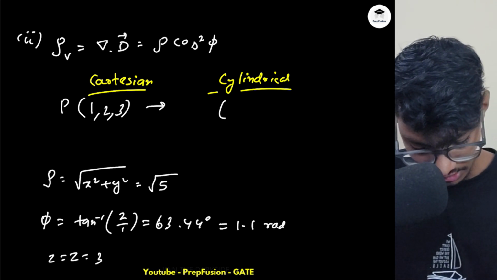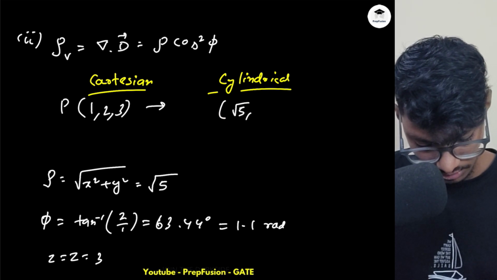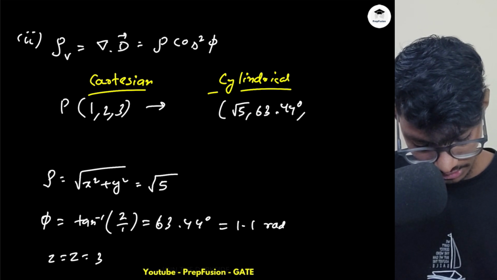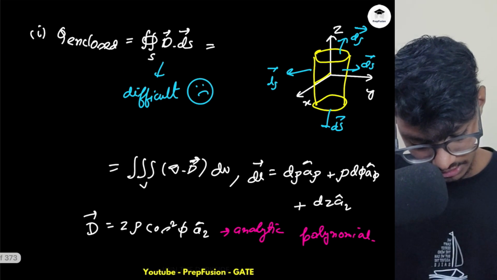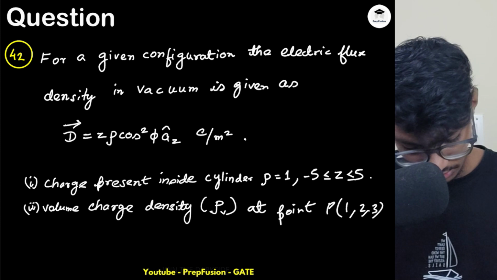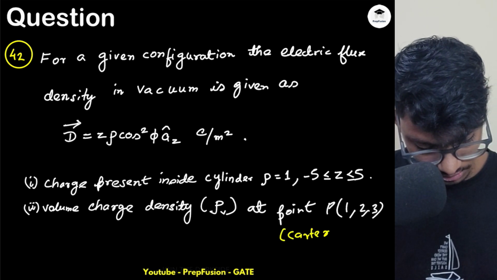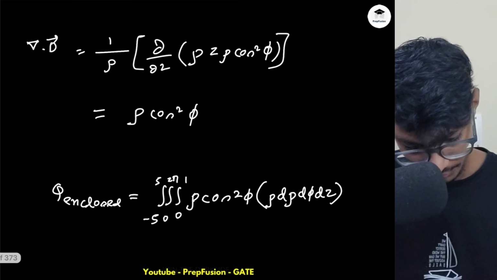So in cylindrical, this will be root 5, this will be 63.44 degrees, and this will be 3. Okay, so here I should mention, this is in Cartesian.